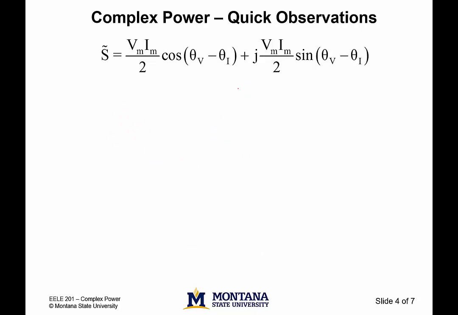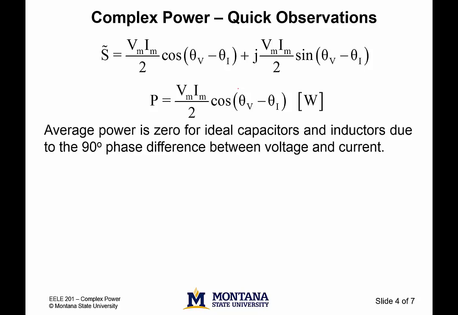Let's make a few more observations regarding complex power. The average power is the real part of the complex power. Recall that average power is associated only with resistance, as due to the 90 degrees of phase difference between current and voltage for inductors and capacitors, pure energy storage elements dissipate zero average power. This does not mean that power associated with inductors and capacitors is inconsequential. Let's look at the second term from the complex power equation.